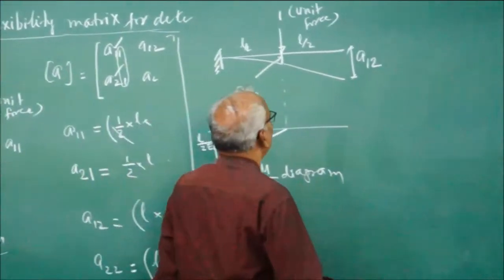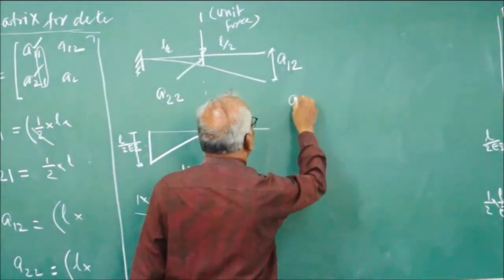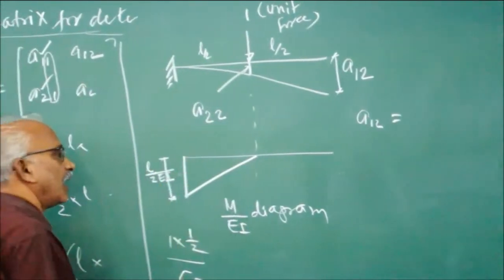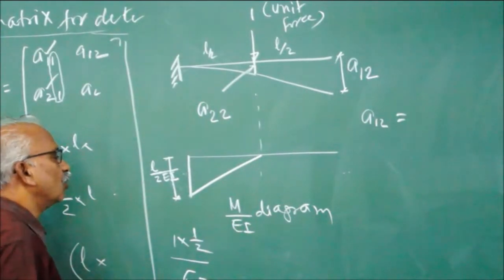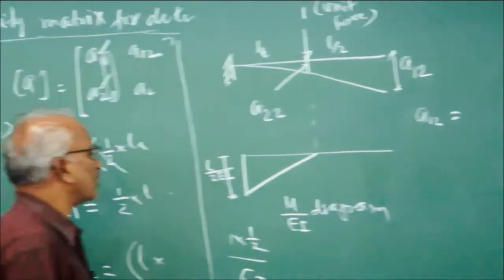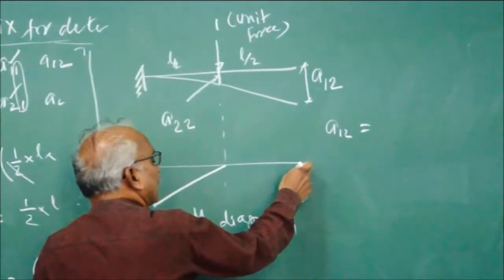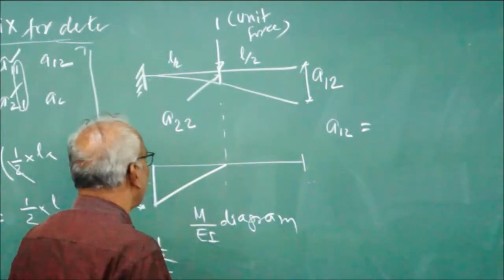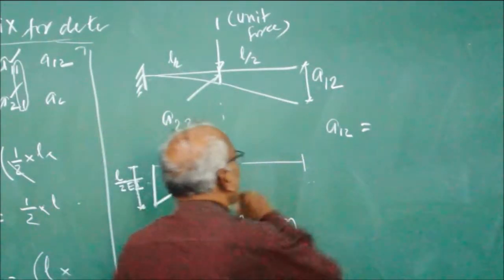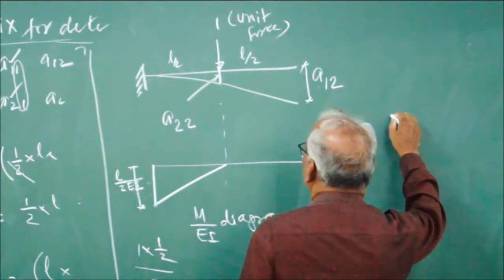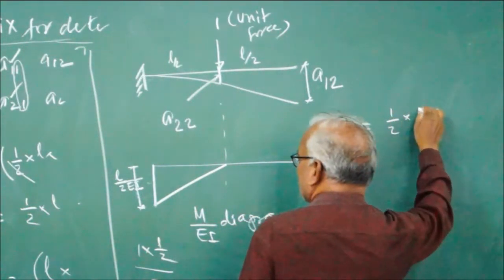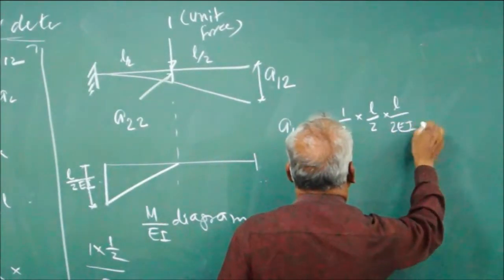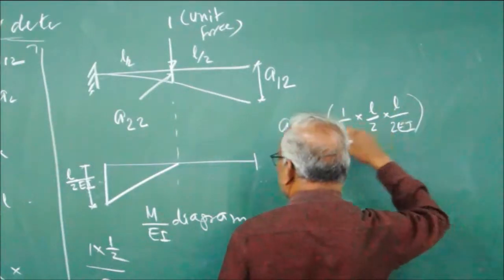Now we have to find A12. A12 is the displacement at coordinate 1 due to unit force along coordinate 2. The displacement is given by the moment of area of the M by EI diagram about this point. The area of the M by EI diagram is a triangle, so it is half into L by 2 into L by 2EI.